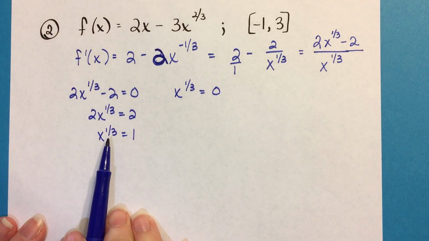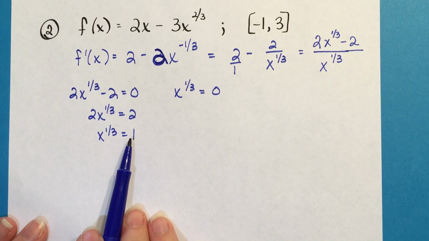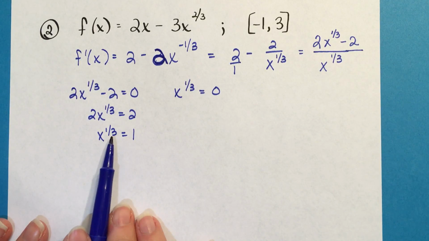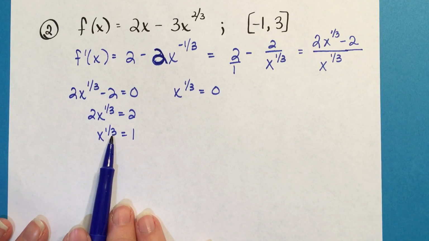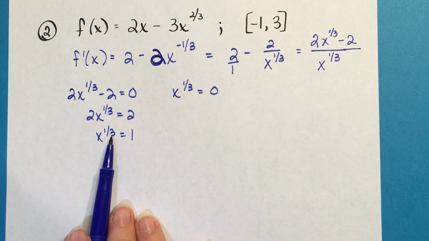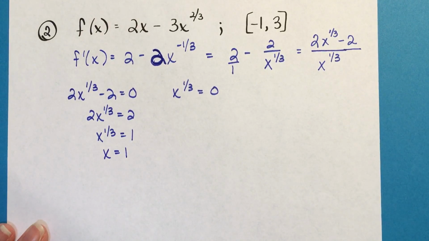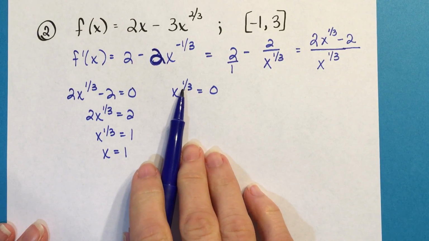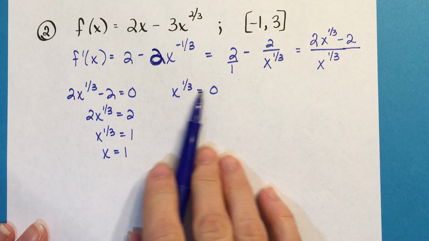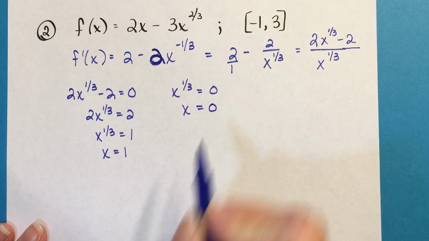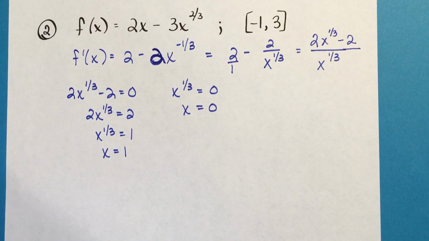And since this is a 1/3 power, then you can raise each side to the 3rd power, or you can say that you're going to take the cube root. This is the same thing as a cube root. Therefore, that means you've got to cube each side. So that would actually just end up giving you x equals 1. Same thing with the denominator: it's the same as a cube root, so you're just going to cube both sides. So you're going to get x equals 0. All right, so there's step 1.